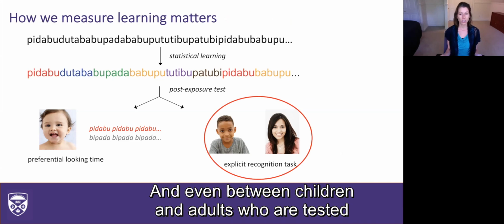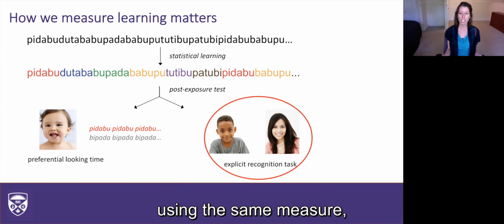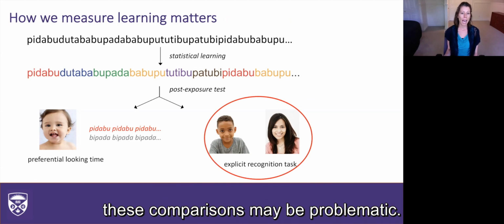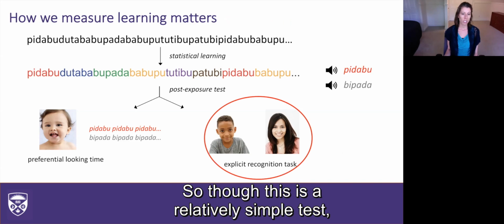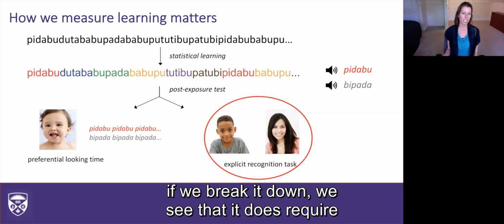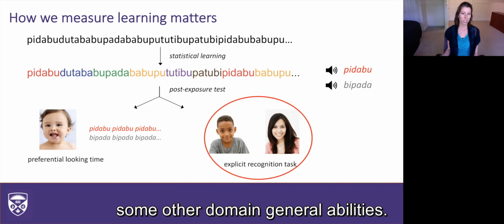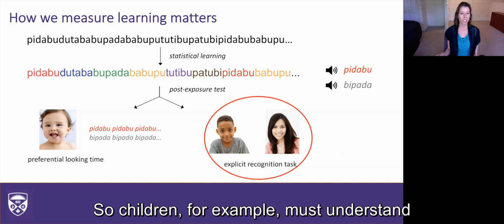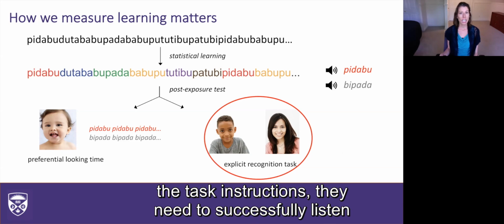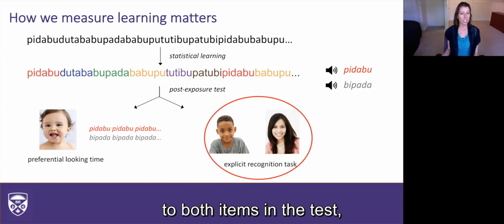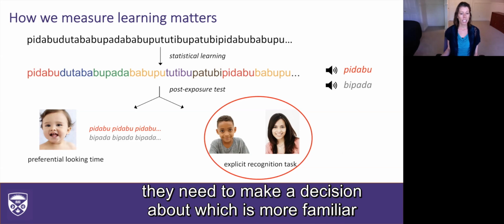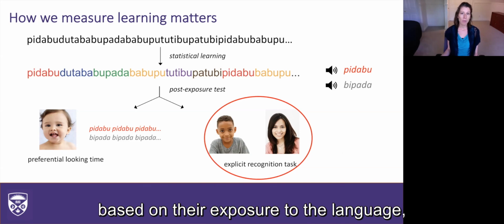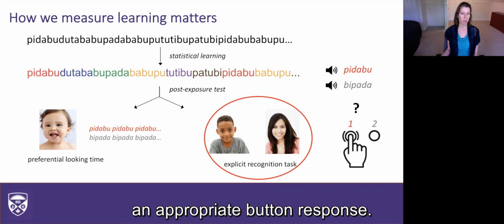And even between children and adults who are tested using the same measure, these comparisons may be problematic. So although this is a relatively simple test, if we break it down, we see that it does require some other domain general abilities. So children, for example, must understand the task instructions. They need to successfully listen to both items in the test. They need to make a decision about which is more familiar based on their exposure to the language. And then finally, they need to choose an appropriate button response.